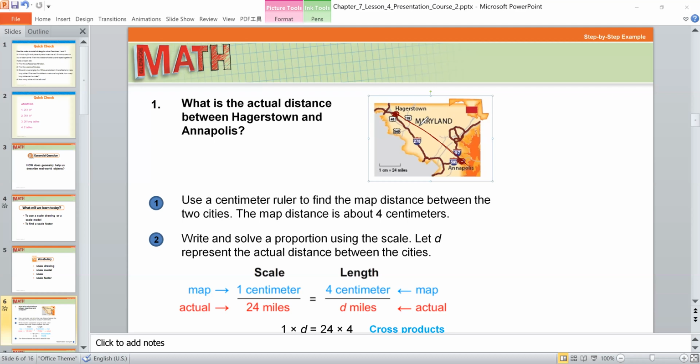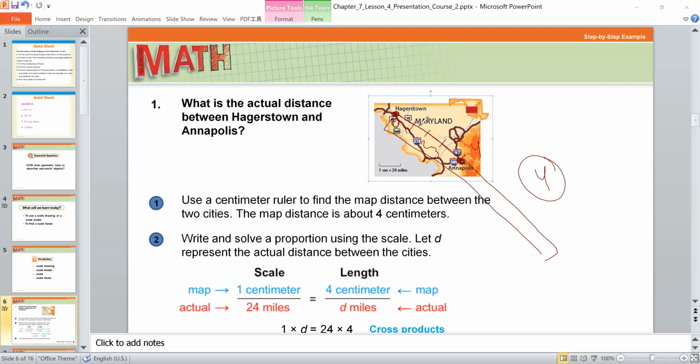You will find the length of this line by the ruler. So I will put my ruler here. Here I have zero. This is one, this is two, this is three, and this is what, Ahmed? Four. So the distance between the two towns in the drawing is 4 centimeters. Understand this, Ahmed?